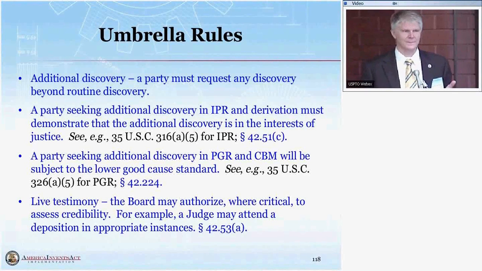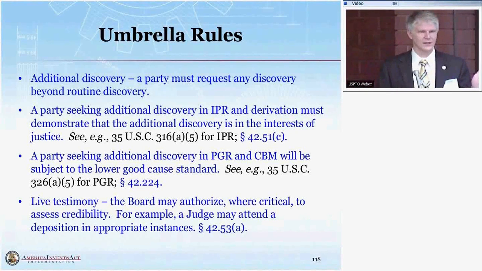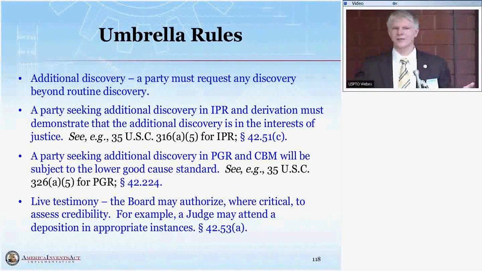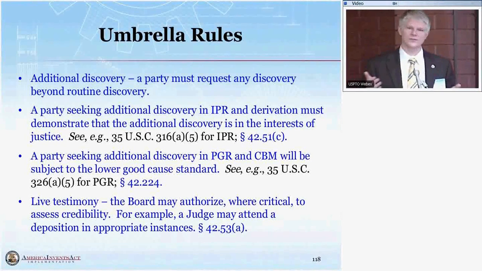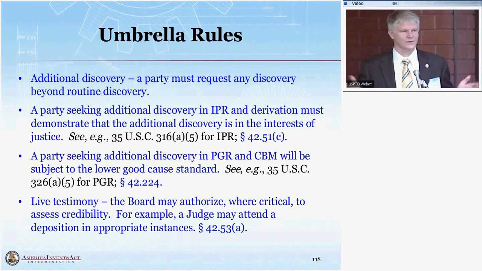For PGR and CBM, there are a lot more issues involved. Remember that we had issues of public use, public sale, 112, et cetera. We wanted to go with a standard that wasn't quite as restrictive as interest of justice, but we can't replicate what's happened in district court, because if we're replicating district court, we're not the cheaper, more efficient alternative to district court. We are the district court. So we want to find the balance. And we heard comments from both sides. Some who wanted it as broad, some who wanted it more restrictive as interest of justice.